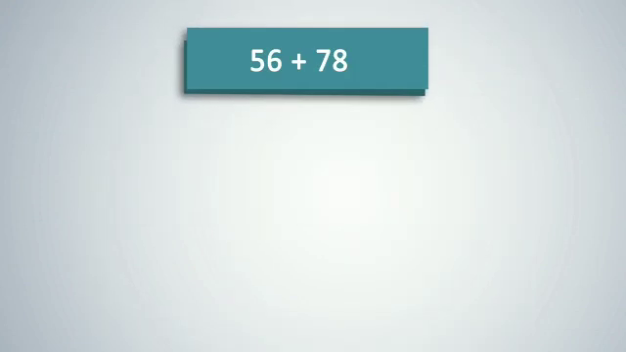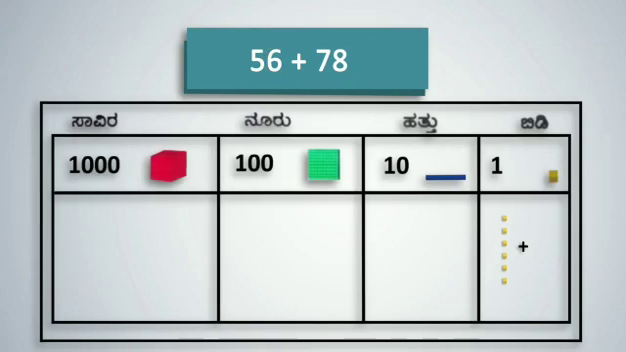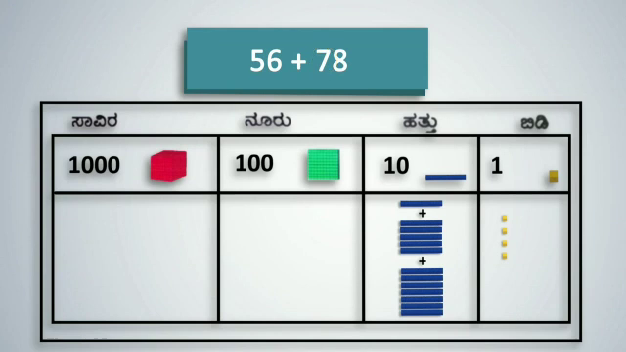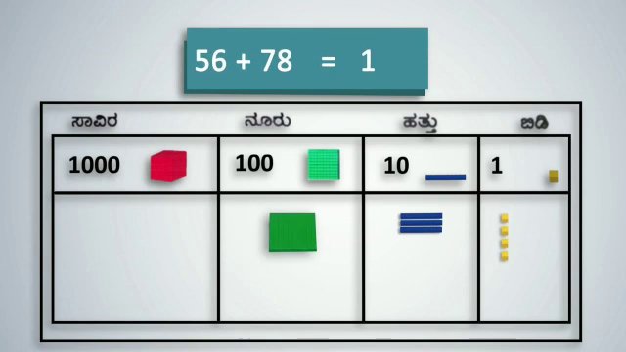Ask students to add 56 and 78 on the place value mat. 6 ones plus 8 ones gives 1 ten and 4 ones. When 5 tens, 7 tens, and 1 ten are added, we get 13 tens. So now we replace 10 blue rods with 1 green plate of 100 and move 1 place to the left. 56 plus 78 is 1 green plate of 100, 3 blue rods of tens, and 4 yellow cubes of ones.